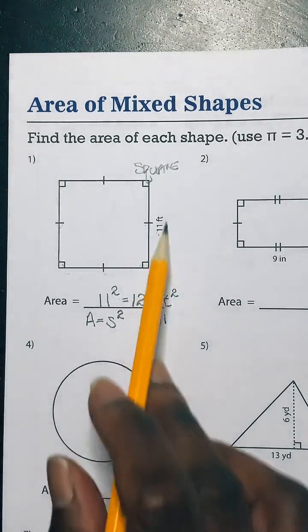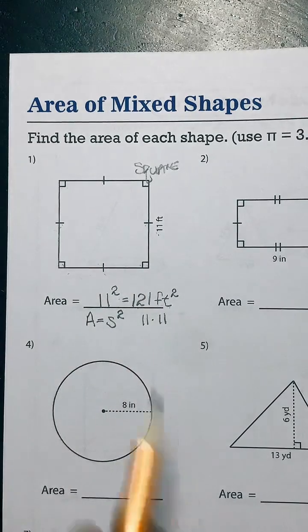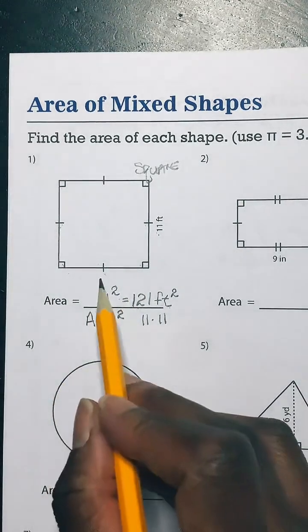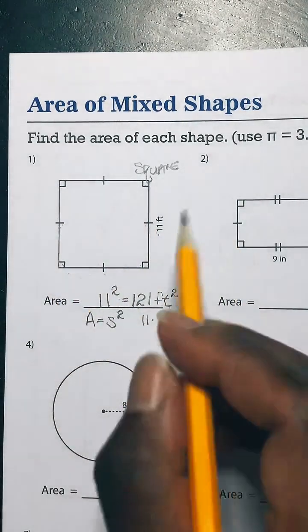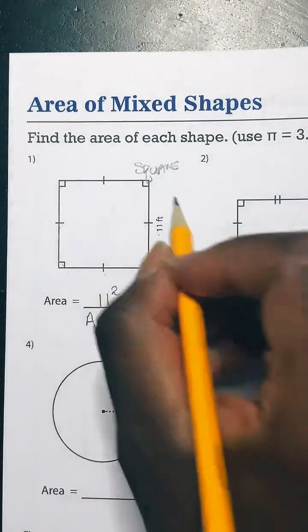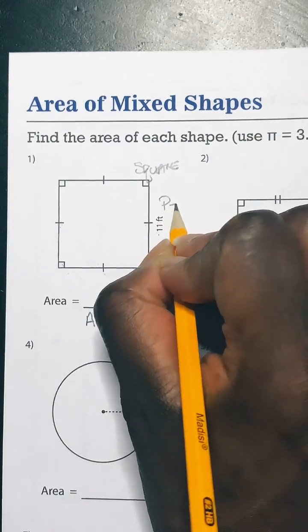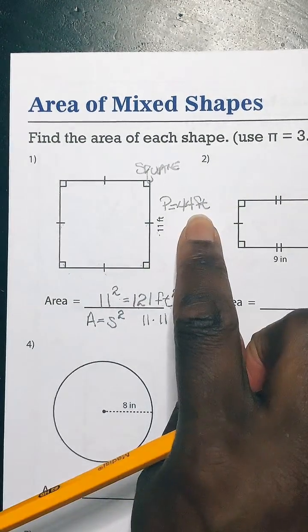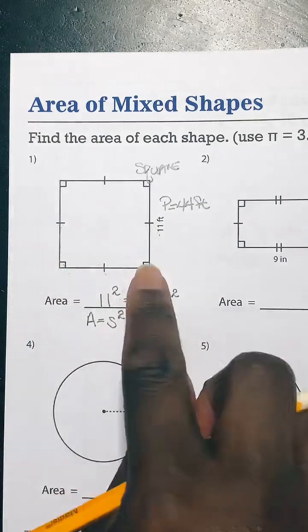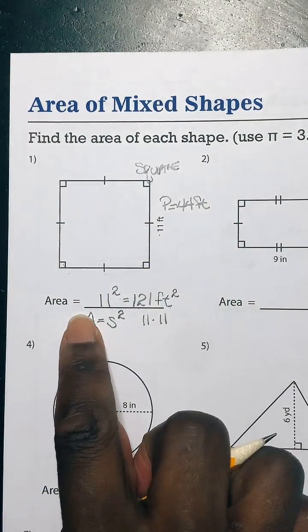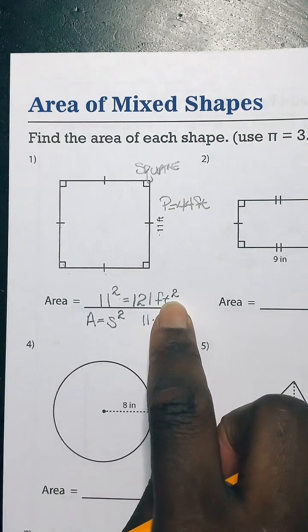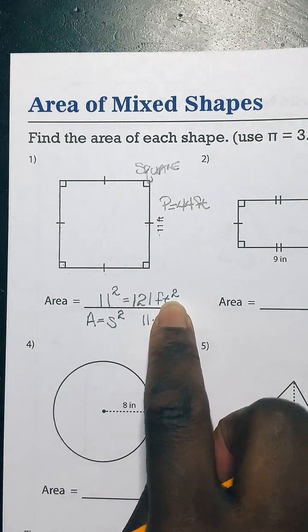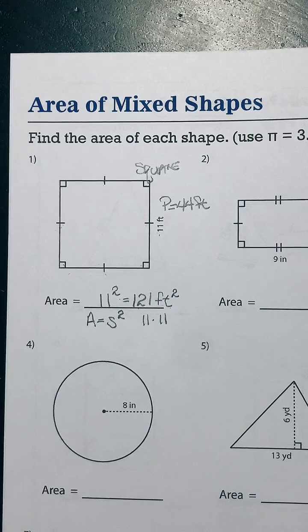Okay, if I was doing perimeter, that means I'm adding up all the sides. So I know I have 11, that's going 4 times. So my perimeter is going to be 44 feet. Perimeter just deals with the outside, so that will just be feet. But the area, you are squaring it. Okay, do we see the difference? Area, you always have a square to it. Perimeter is just going to be the units.